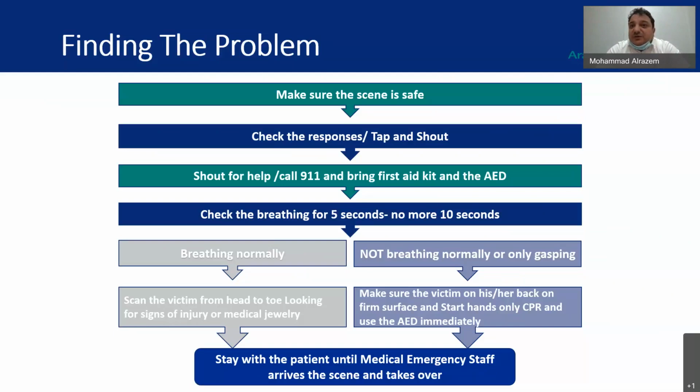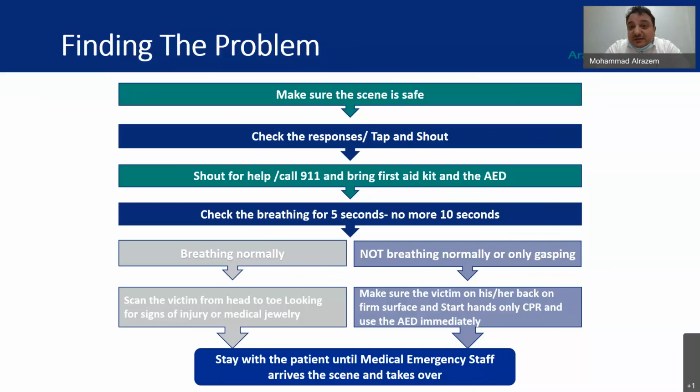While holding yourself, you need to assess the scene. Is the scene safe or not? The scene must be safe for you in the first place, and second, for the victim. You need to use all your senses: your eyes, what you see; your ears, what you hear; your nose, what you smell. And of course, your feelings. Don't ignore your feelings. Sometimes your feelings say, don't enter, don't enter.